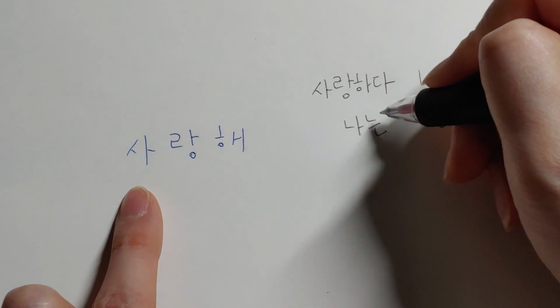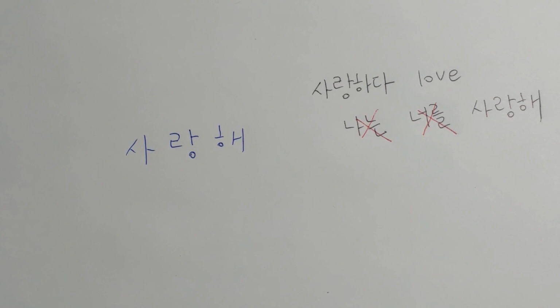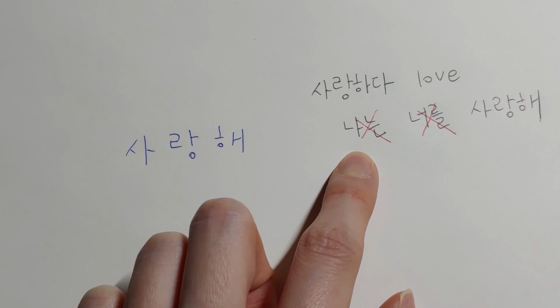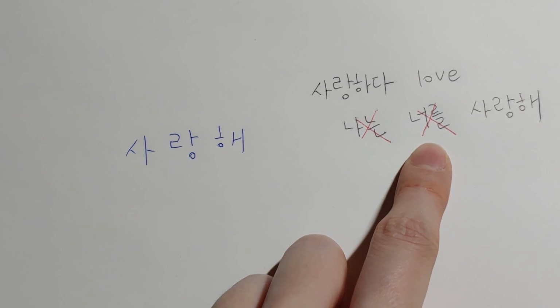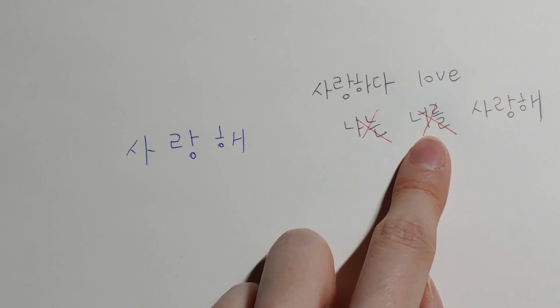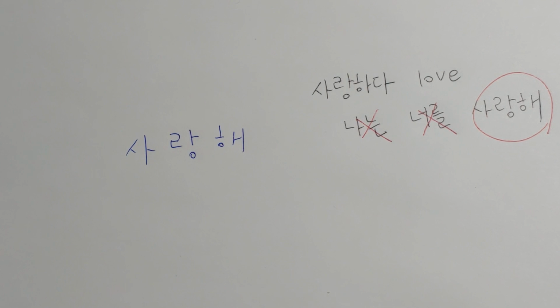So we remove all the subject and the object, because when you tell someone that's in front of you, I love you, there's no other people involved, and it's obvious that it's I who love the other person, and it's you that I love, right? So without saying I and you, we just say 사랑해 to mean I love you.